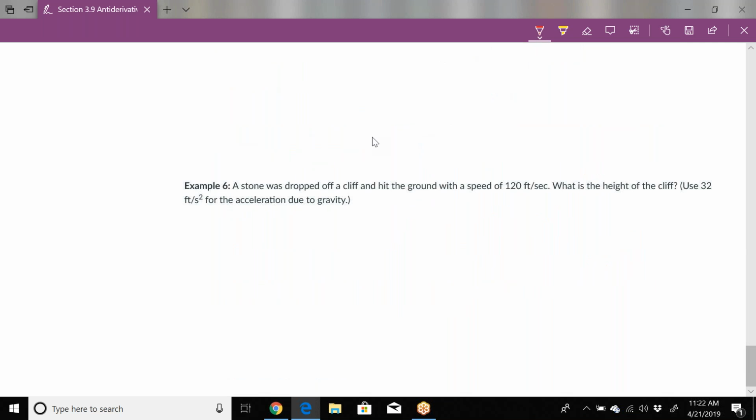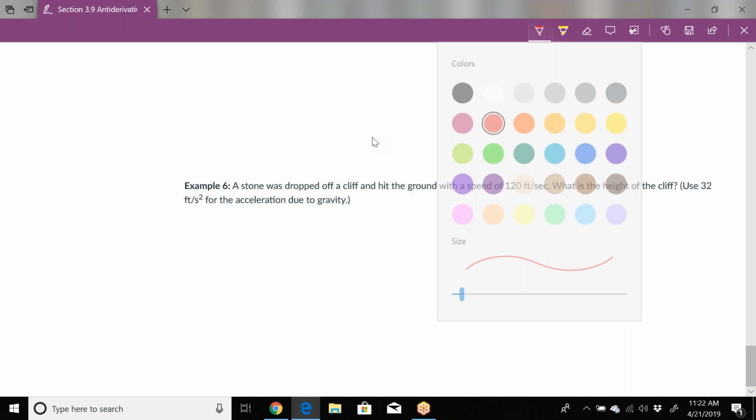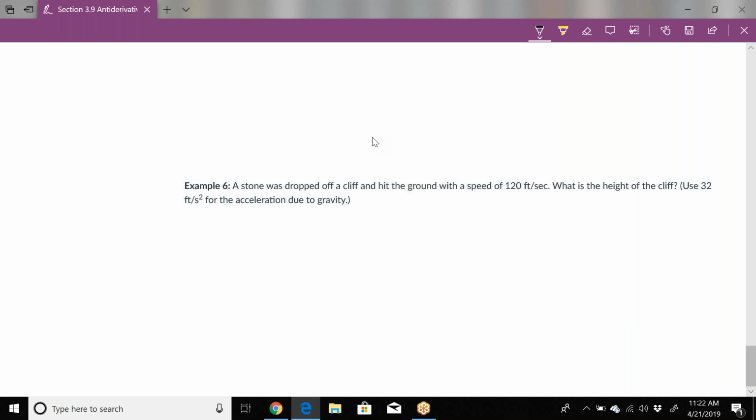And then the very last one that we didn't get to do in class together was the stone dropped off a cliff problem. So let me see what we've got about this one. It says, a stone was dropped off a cliff and hit the ground with a speed of 120 feet per second. So that is a velocity. What is the height of the cliff? Use 32 feet per second squared for acceleration due to gravity. So we know that acceleration is negative 32 feet per second squared.